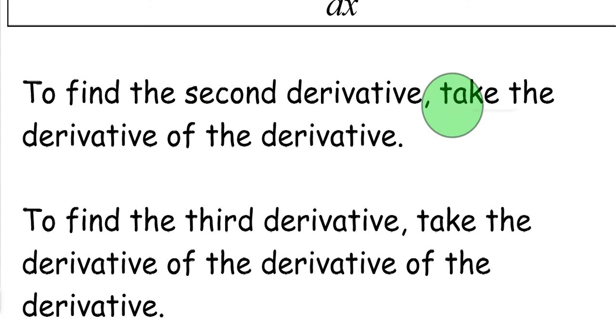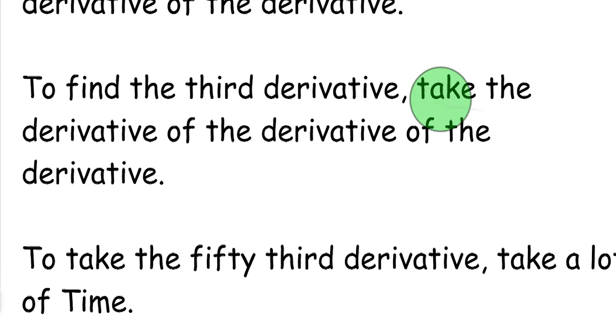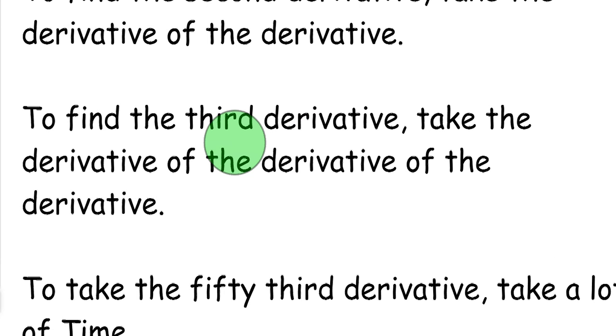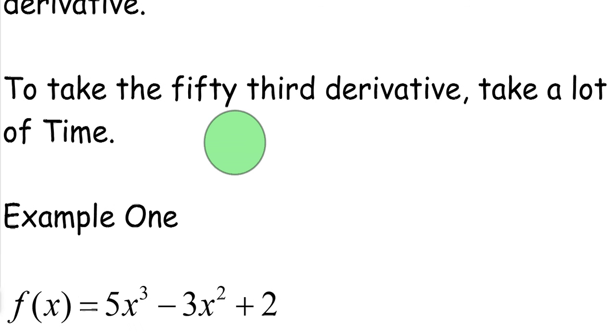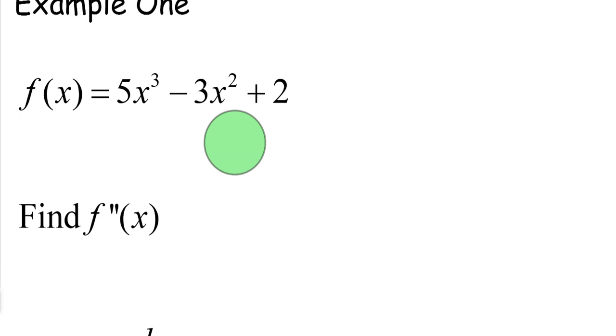To find the second derivative, take the derivative of the first derivative. To find the third derivative, take the derivative of the derivative of the derivative. So you take the derivative of the second, basically, is what this means. To take the 53rd derivative, you take a lot of time. So we would not really want to do that in the real world. Here we go. Let's go ahead and do example 1.